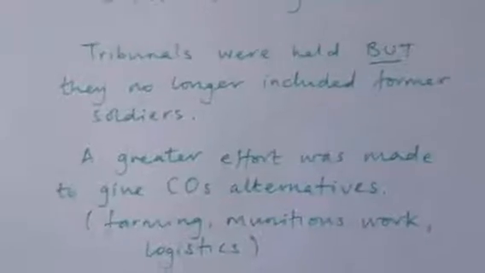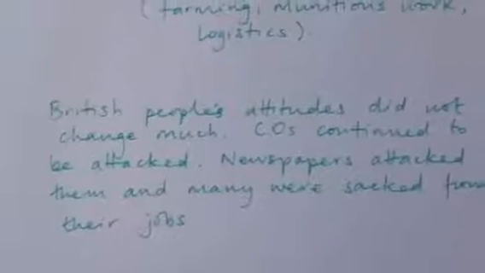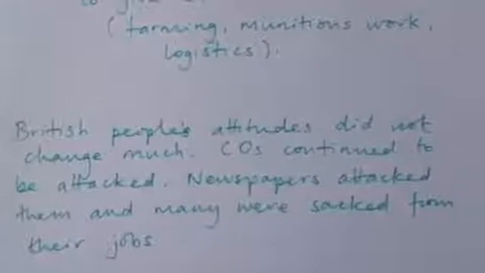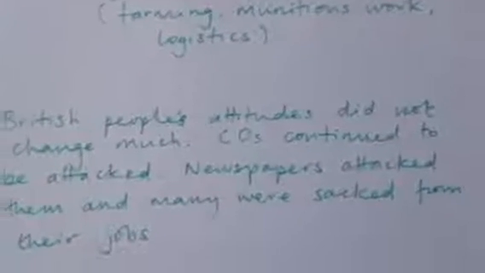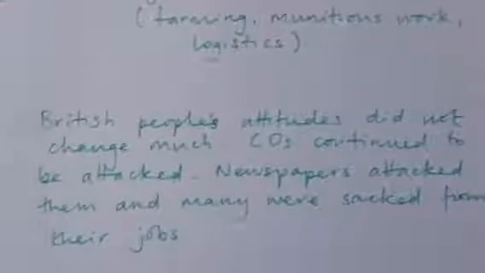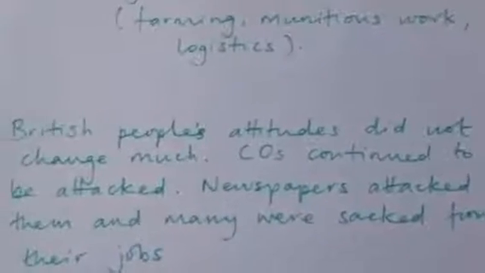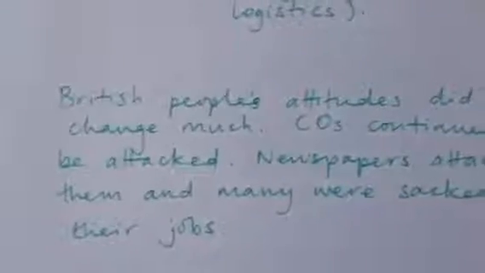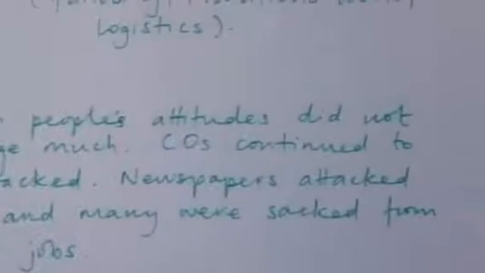However, although the government's taken a more lenient stance on conscientious objectors, people aren't. People's attitudes hadn't changed much. They still looked at the conscientious objectors in World War II as being cowards. So they were attacked on the street, they were ridiculed, they were embarrassed. Newspapers printed cartoons and articles ridiculing them, calling them cowards, and actually many of them were sacked from their jobs.